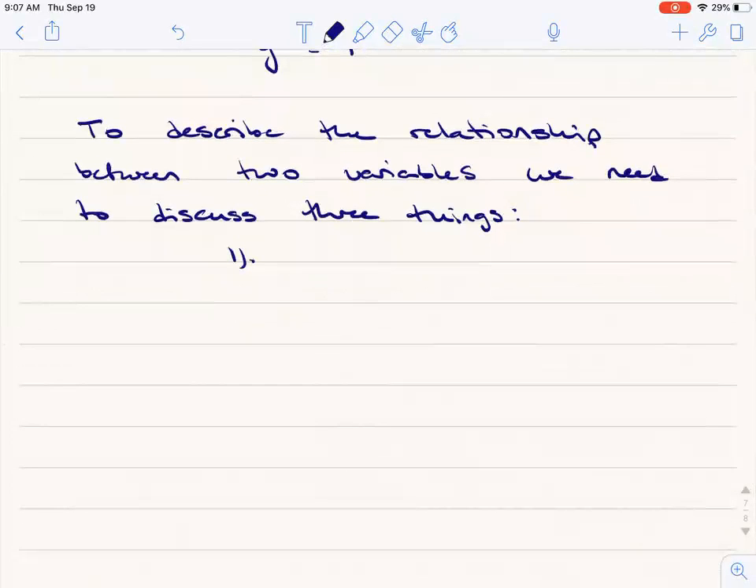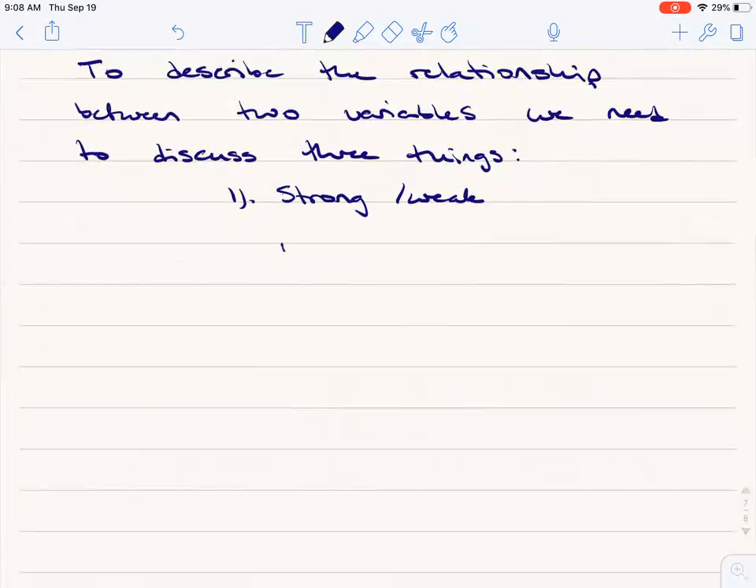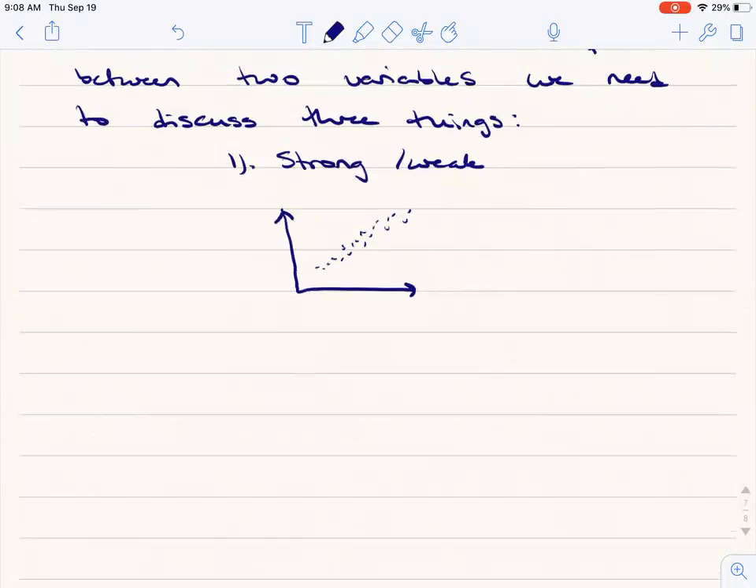The first one is, do we have a strong or a weak relationship? What does that look like? A strong relationship might look something like this right here. So you've got this clear pattern. As soon as you see a clear trend, you have a strong relationship. This is strong. Just as a little example here, if you have something like this, where things might be moving in the upwards direction, can't really see, then you have a weak relationship.